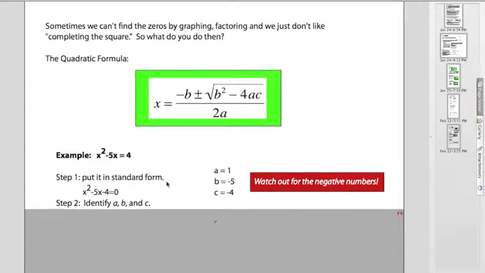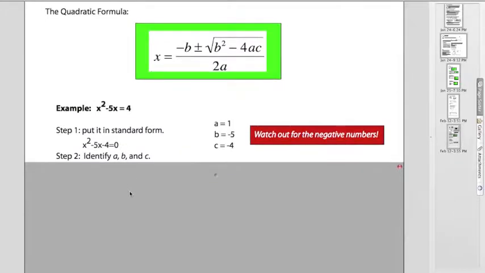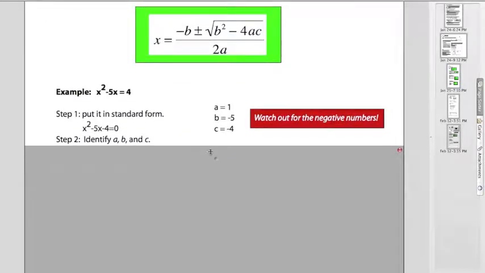You don't have to worry about all the negatives, especially with x squared out in front. Okay, so we're going to identify a, b, and c. In this case, it's easy to see. a is 1, b is negative 5, and c is negative 4. Be very careful to watch for negatives. It's really easy just to glance over and see the number and not pay attention to the sign. If you miss the sign, you're going to miss the whole thing. Just a single sign will make a huge difference.